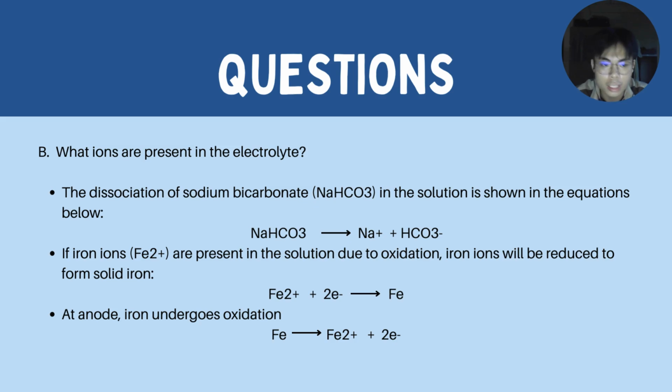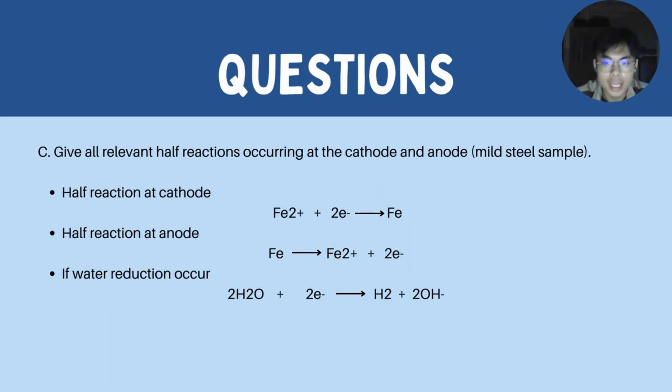And the next one is, in the cathode, a reduction process occurs. If iron ions are present in the solution due to oxidation, the iron ions will be reduced to form solid iron. At the anode, iron undergoes oxidation, which is Fe breaks down into Fe2+ plus 2e-. Okay, so the answer for the next question is there are two chemical reactions that occur in this experiment, one at the cathode and the other at the anode.